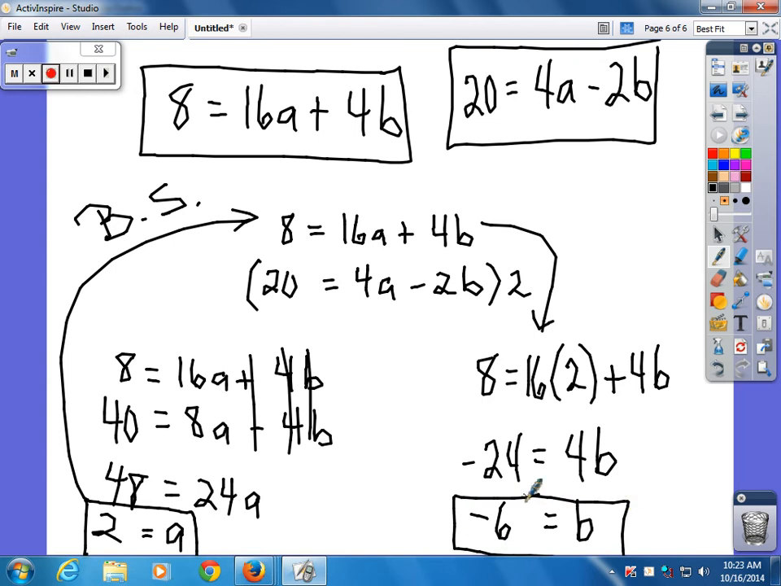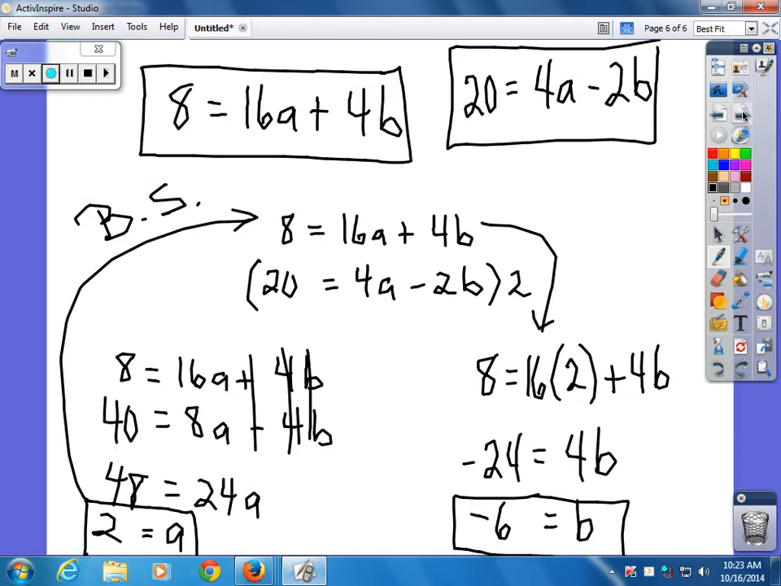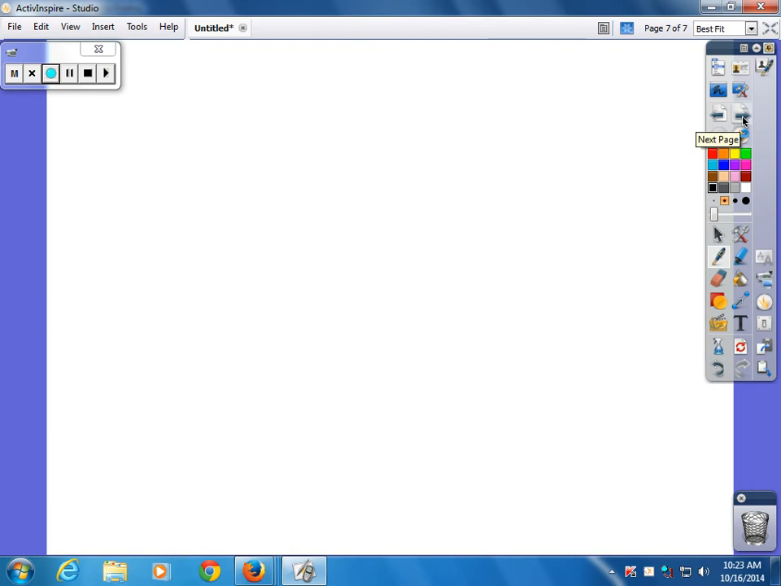So I think we've got all we need, don't we? We've got a, b, and c, don't we? So let's go back to our equation. We got a is equal to 2, b is equal to negative 6. So, let me just rewrite it right here. ax squared plus bx plus c.